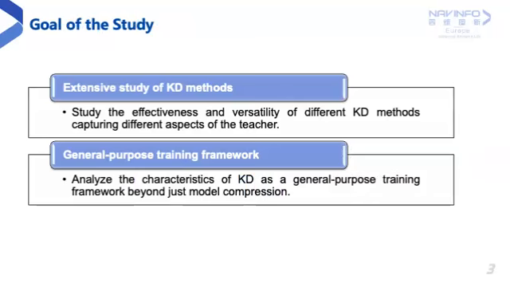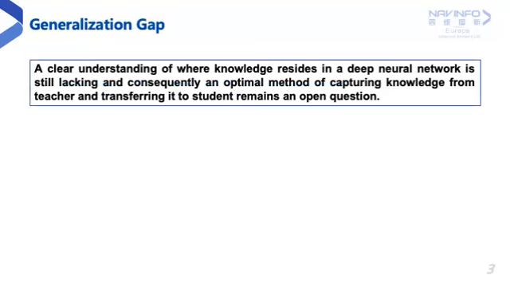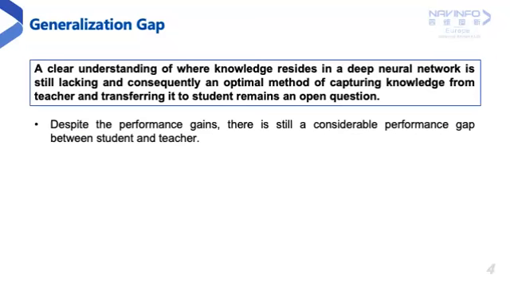The goal of our study is manifold: to provide extensive analysis of how the underlying mechanisms of different KD methods affect the generalization performance of the students and find general patterns and characteristics of the models to aid the design of efficient distillation methods. Additionally, to showcase the efficacy of the KD framework as a robust general-purpose learning paradigm and analyze its characteristics. While KD has proven to be an effective technique, a clear understanding of where knowledge resides in a deep neural network and how to effectively capture and transfer it to students remains an open question. Consequently, there is still a considerable performance gap between the students and teacher.